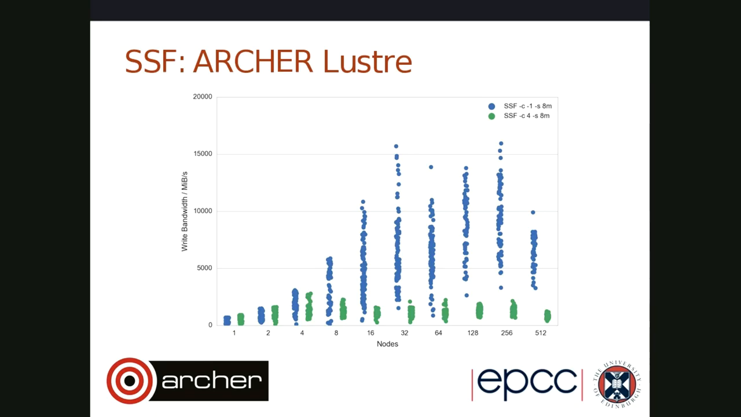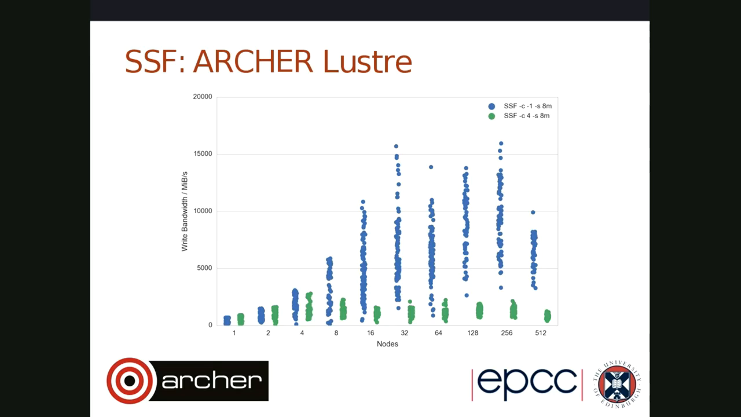You can see one of the prices you pay for doing that is quite a wide performance variation. For when you're using 32 nodes and full striping, your performance can vary from 15 gigabytes per second all the way down to around 2 gigabytes per second, with the average somewhere in the middle here, probably about 8 or 9.